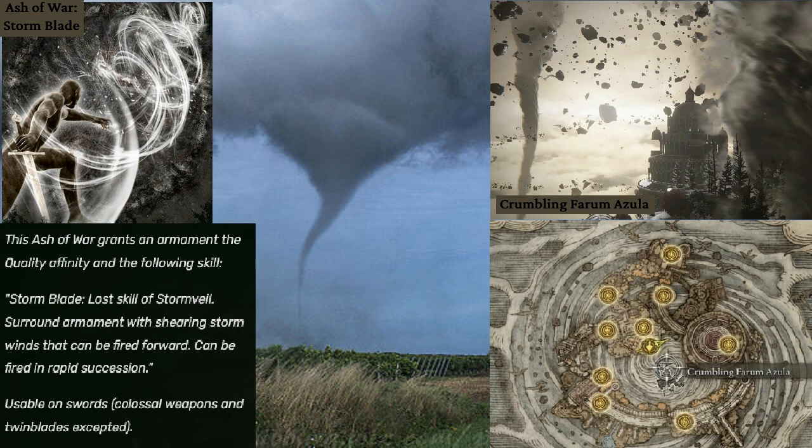Tornadoes are great vortexes of spiraling winds. Farum Azula is stuck in a constant tornado, and the Storm Blade surrounds your blade with winds that can be fired forward. Notice how each of the item descriptions that mention spirals so far are related to nature, whether it be trees, thorns, flames, or winds.